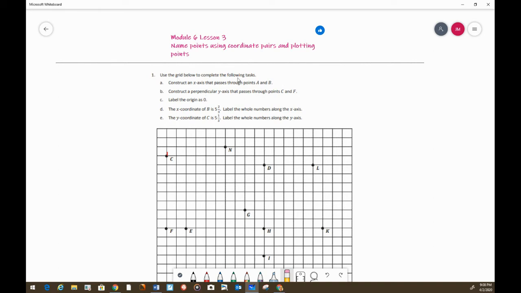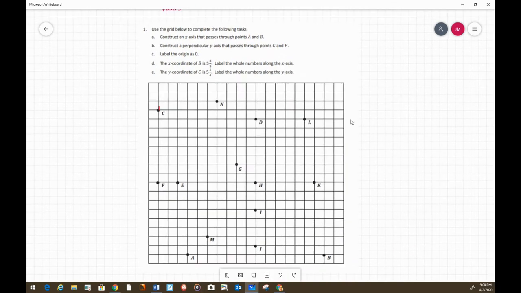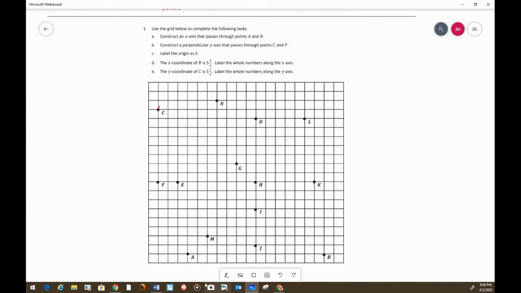We are now on Module 6, Lesson 3. We're going to name points using coordinate pairs and plotting points. I'm not going to take you through the whole thing, but we're going to do a few of these things. Let me show you what I mean. Instructions are crucial, so we're going to read instructions.